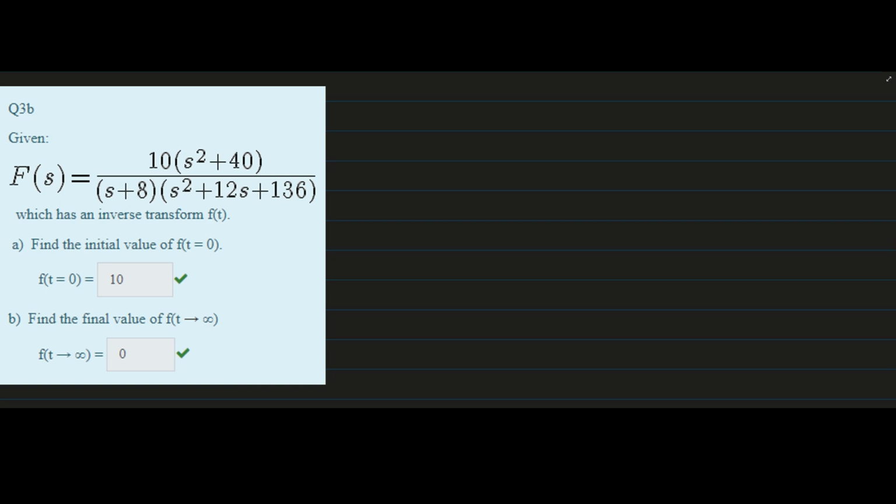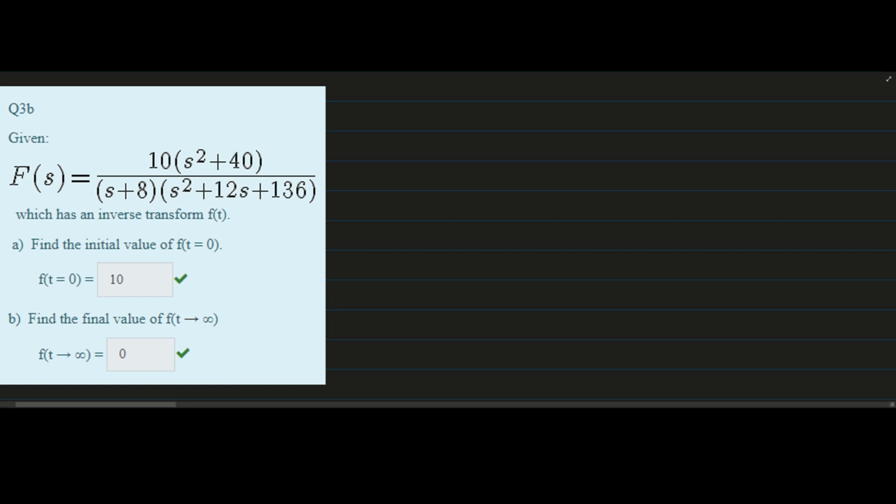We're looking at this problem, and we're given F(s). We need to find the initial value of f when t is equal to 0. To do this, since we're given F(s), it is in the s domain, and so we need to convert this to t.